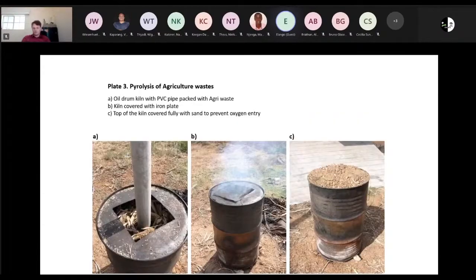Next. This is a very simple technology. Most of the people know the oil drum or tar drum kiln. Pyrolysis of agriculture waste: the first one is the oil drum kiln with PVC pipe packed with agriculture waste tightly. The second one is the kiln covered with iron plate. The third one, the top of the kiln covered fully with sand to prevent air entry. That is the controlled flow of oxygen. That is the pyrolysis process.